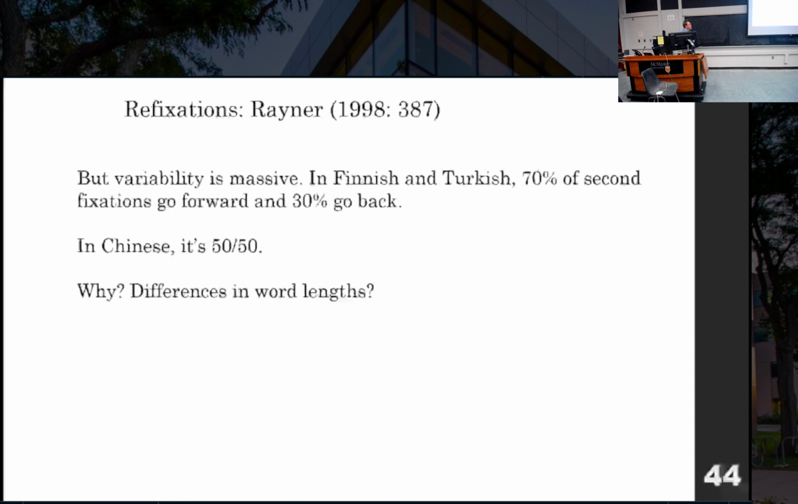In Finnish and Turkish, about 70% of second fixations go forward and 30% go back. But in Chinese, it's 50-50, right? So you can go in the expected or the modal direction or the other one. And again, you can already predict that this must have something to do with differences in word length. If you're looking at words that only have two characters, like most words in Chinese, it's very easy to miss, to land on the second character and then go back to the first one. In Finnish, where words are huge, it's very unusual to go all the way to the end of that long word and then regress.